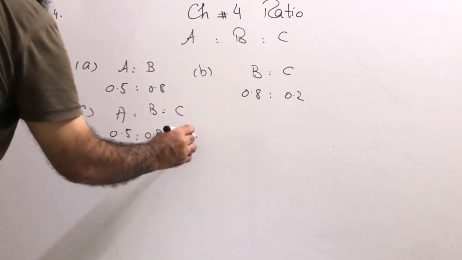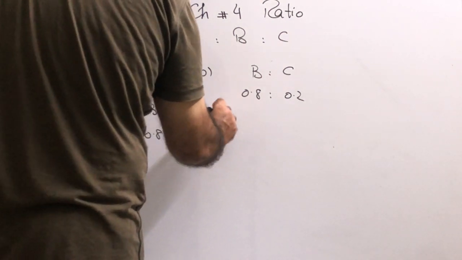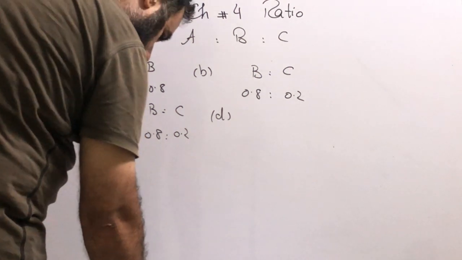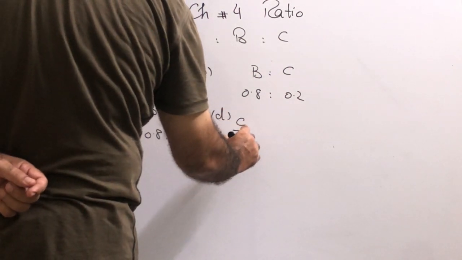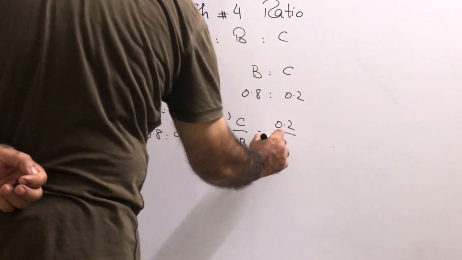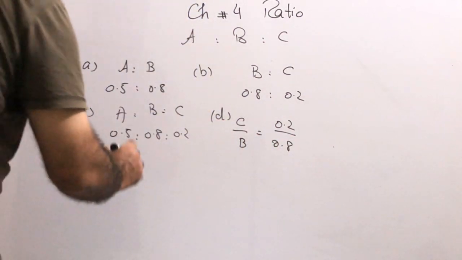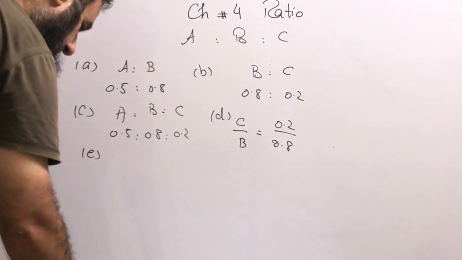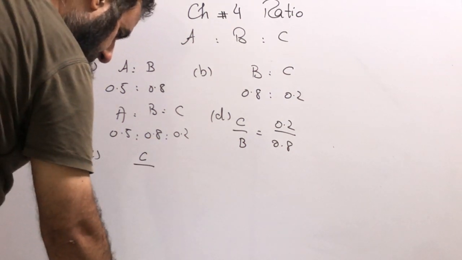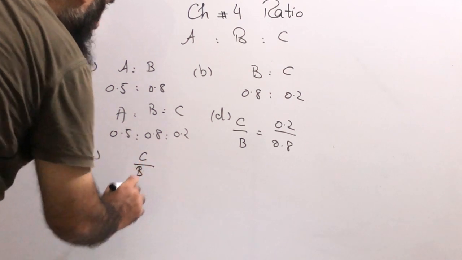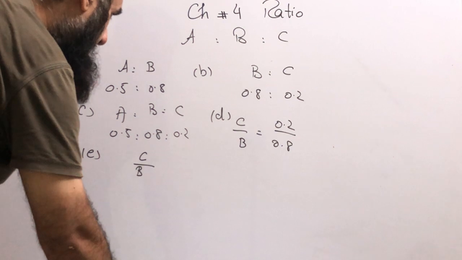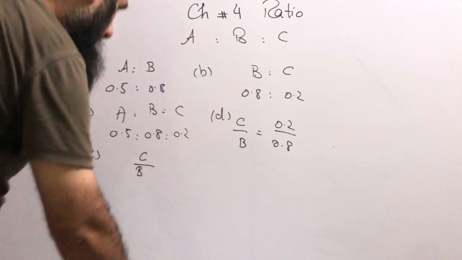0.8 and 0.2. Then we go for part D, which says the amount of water in beaker C to beaker B. It is C to beaker B. C is how much? 0.2 over B is how much? 0.8. Then we move to part E, which says the amount of water in beaker C over the amount of water in beaker B. Part D was the amount of water in beaker B to C. This was B to C.